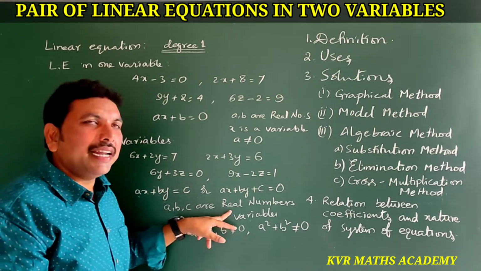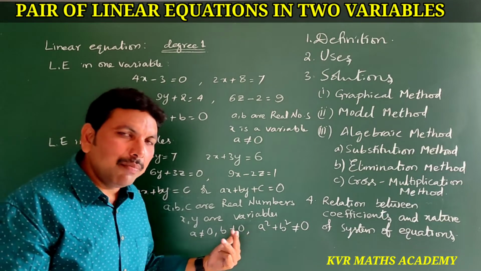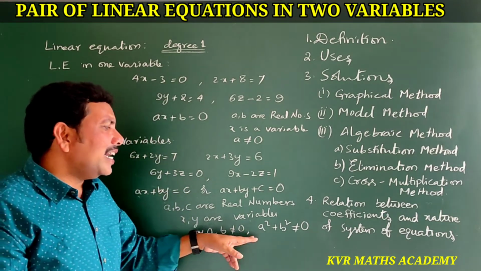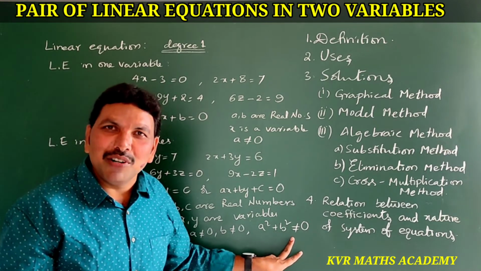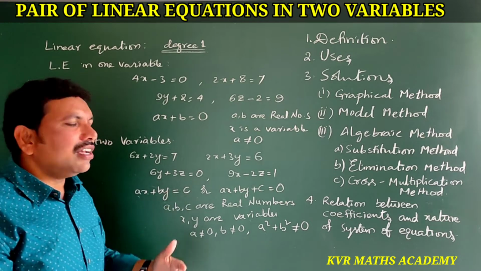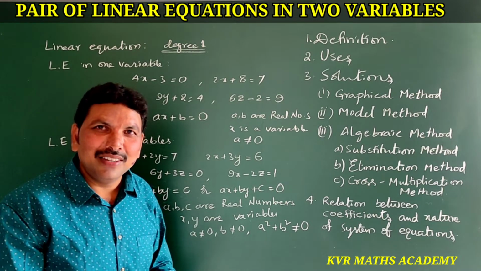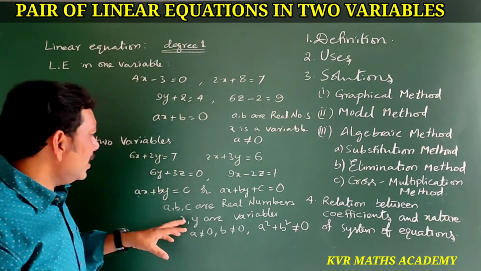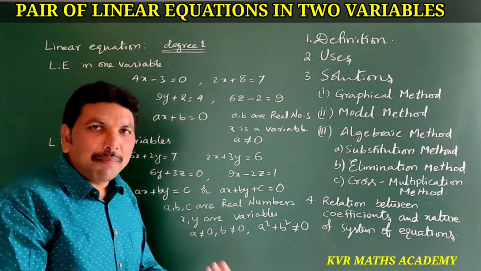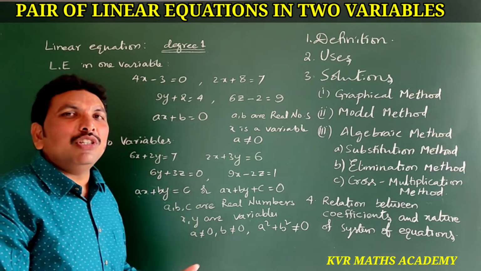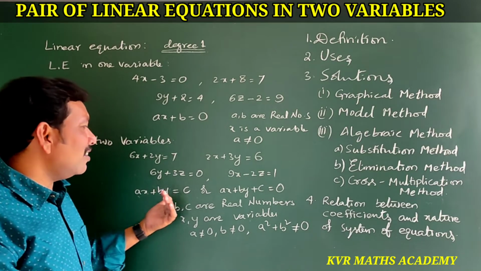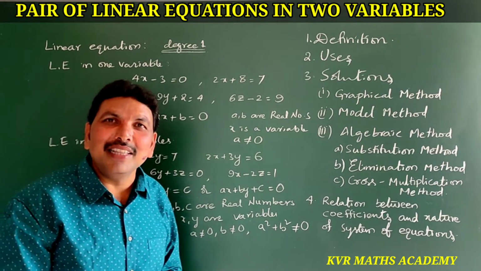So here a, b, c are real numbers, x, y are variables, and a should not be equal to 0, b should not be equal to 0, and a square plus b square also should not be equal to 0. This is the condition for this linear equation in two variables. Right. So what is the shape of the linear equation in two variables in the graph?